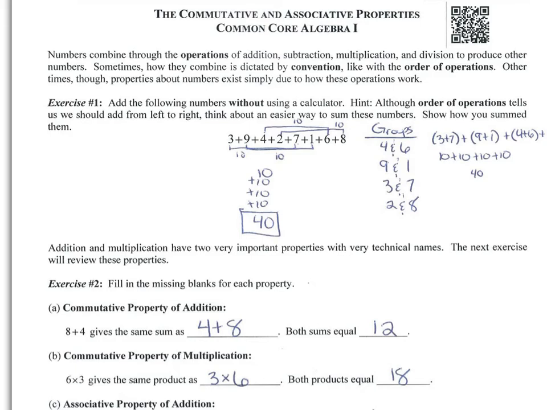In the last video, we looked at the distributive property in depth. Today, we are going to look more at the commutative and the associative properties. If I look at exercise 1, it says add the following numbers without using a calculator.